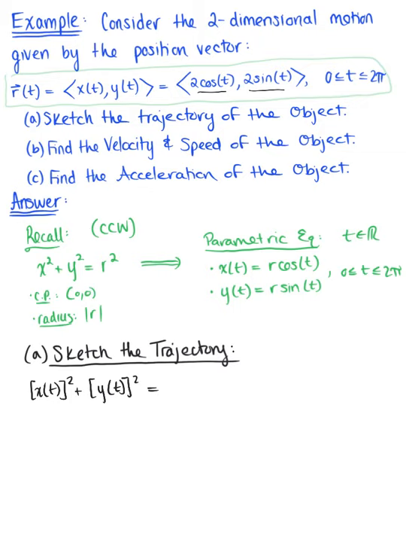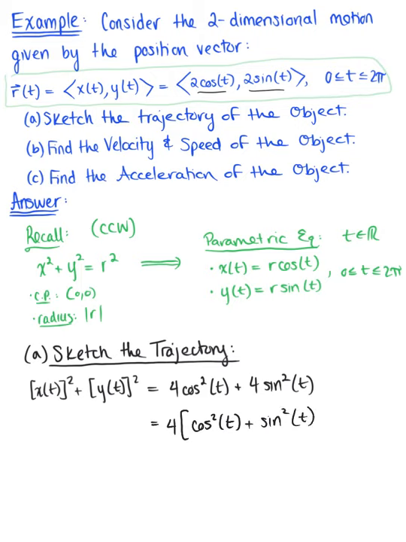This leaves us with 4 cosine squared of t plus 4 sine squared of t. We have a greatest common factor of 4, so we can pull that 4 out, which leaves us with 4 multiplied by cosine squared of t plus sine squared of t, which is the Pythagorean identity. We know this is equal to 1, which leaves us with the equation of a circle: x squared plus y squared is equal to 4.